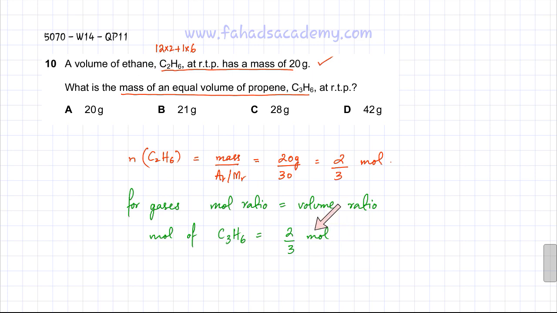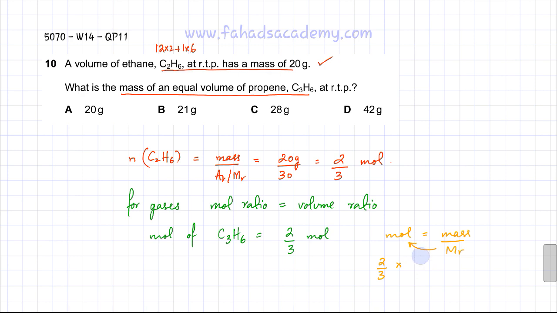So if you have the moles of propene, you can use the same formula. Moles is equal to mass divided by the Mr. The moles of propene are known. That's 2 by 3. I'll multiply the moles by the Mr.